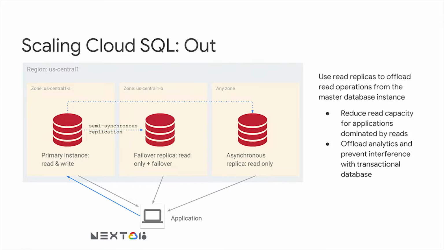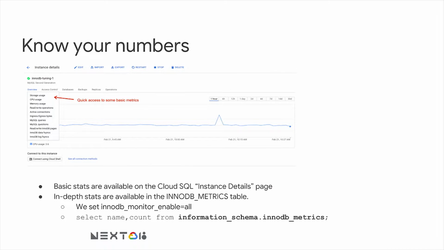Now, an important note here is that while Cloud SQL makes all of this an API call and makes scaling up and scaling out easy, it doesn't tell you when to scale. And that's important because it still requires you to know your database numbers. What you see in this screenshot is Cloud SQL showing you a basic set of metrics in the Cloud Console. In addition to those metrics, we in Cloud SQL enable the InnoDB metrics table. I encourage you to get to know that table. It contains a wealth of performance information about MySQL and will help you make decisions about when to scale up and when to eventually scale out.